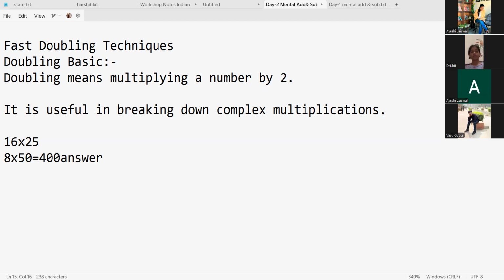Like 46 multiplied by 2. First step, 40 multiplied by 2 becomes 80, right? And 6 multiplied by 2 becomes 12. And then add. So 80 plus 12 is 92. That is your answer. Clear? Yes, ma'am. Now you just write the example and the 2 points in your notebook. Do it.